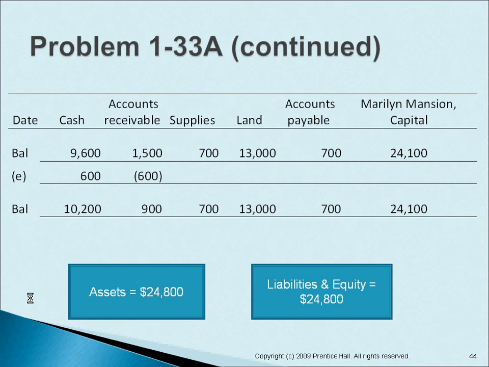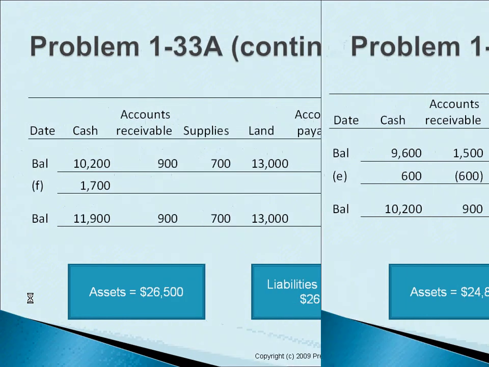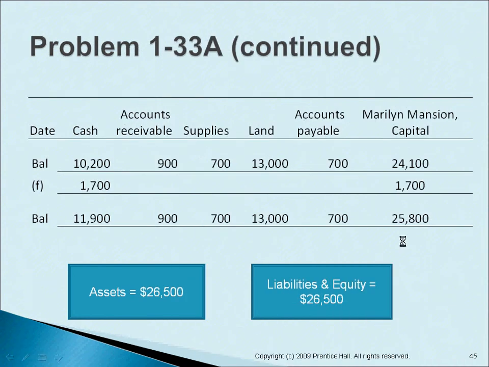Letter F, we received cash of $1,700 from the owner. If we're receiving cash, cash is going up $1,700. His equity is increasing by $1,700. For letter F. Balanced, balanced.